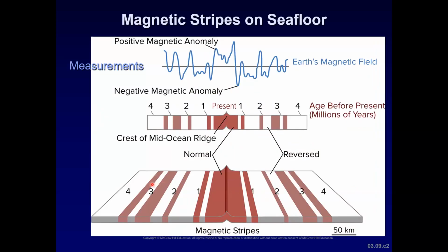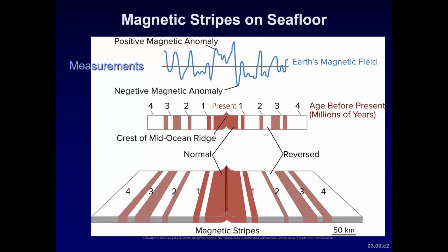Okay, so with that, we can have measurements of positive magnetic anomalies over time in the Earth's magnetic fields, and then negative magnetic anomaly as well, and represented at present. We have the age before present in millions of years. Normal polarity plots high on this graph. That's a positive magnetic anomaly. The weaker signal is reverse polarity. That's a negative magnetic anomaly.